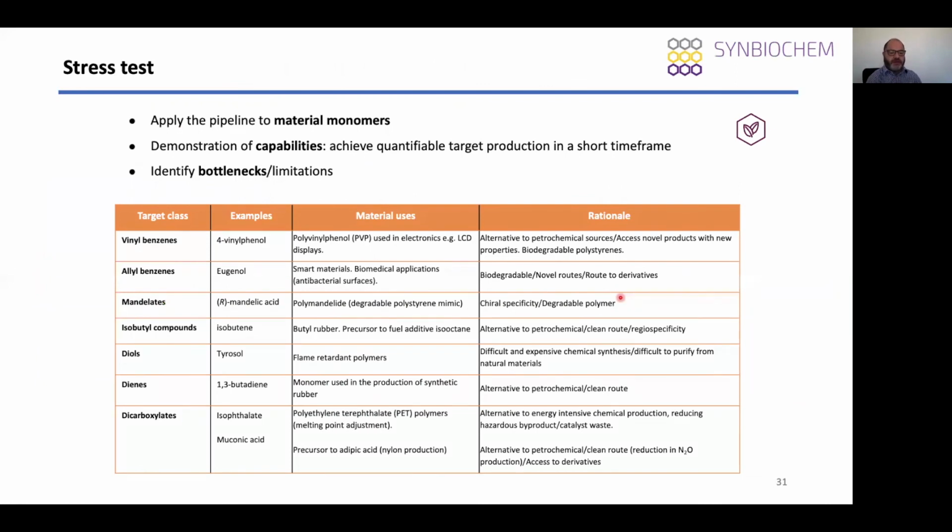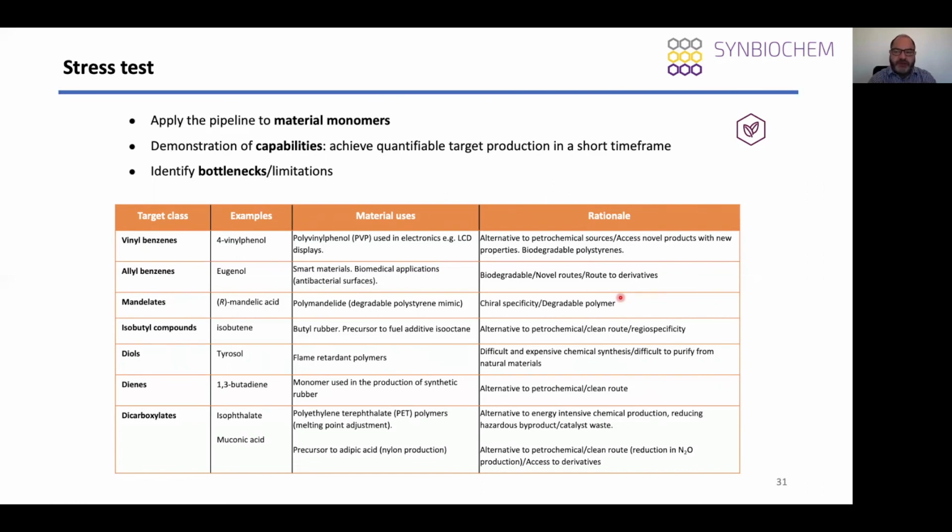You have seen a lot of tools, and now just to conclude my talk, I want to show you one example where we applied the full pipeline with all of the tools in order to accelerate the production of novel biosynthetic routes for a set of target chemicals.